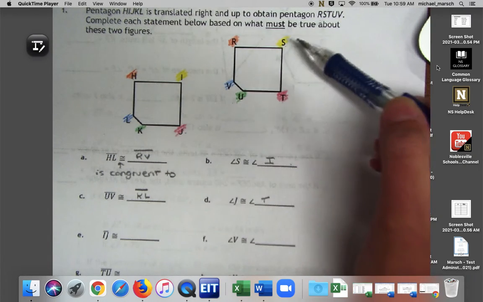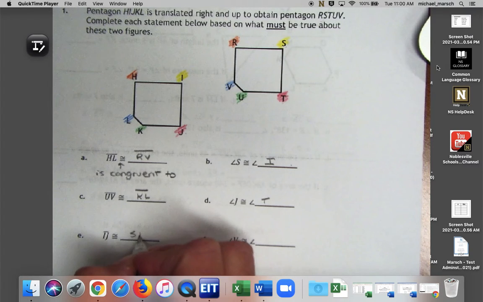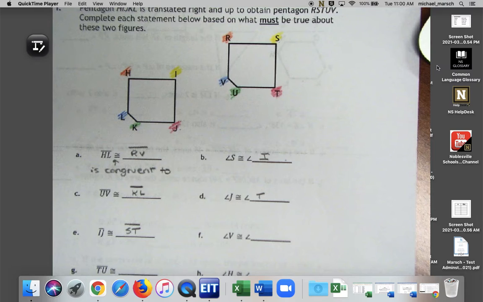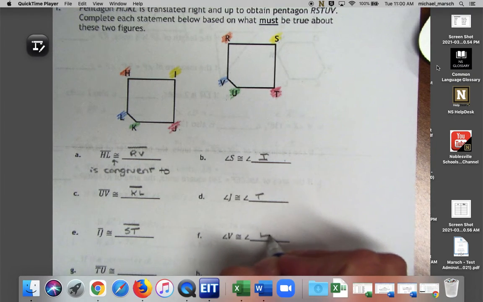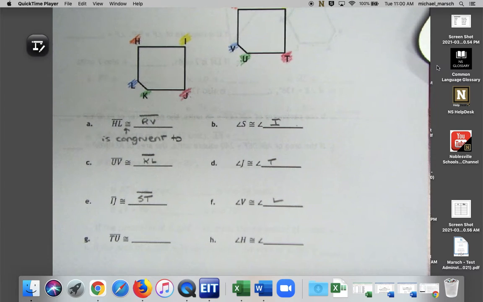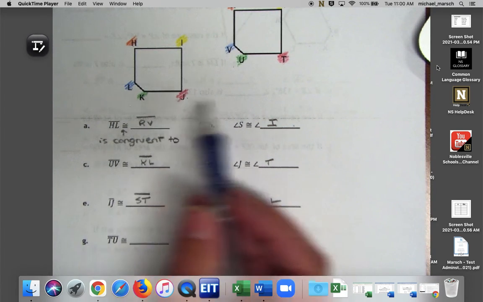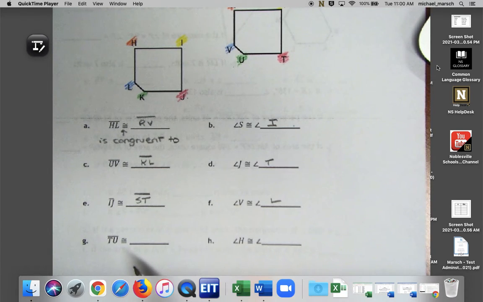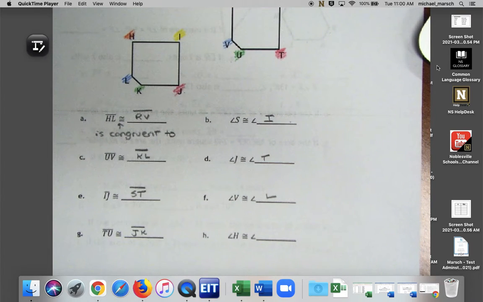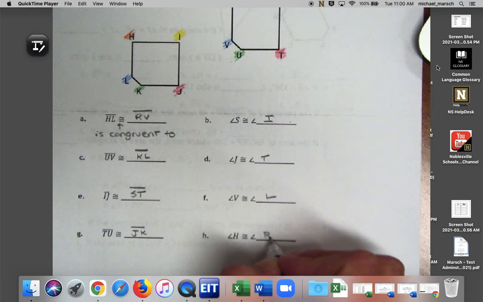IJ is congruent to ST. Good. How about angle V? L. TU is congruent to JK. H is congruent to R.